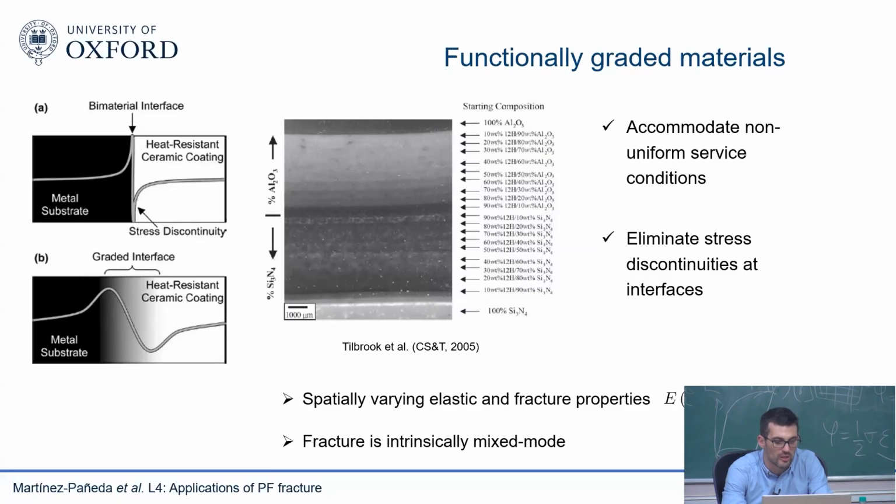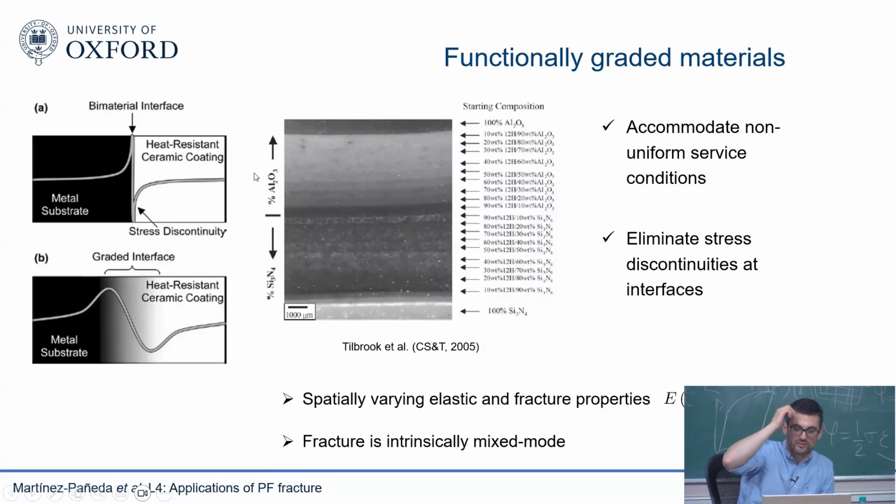The other approach is to eliminate the stress discontinuities at interfaces. So for example, you see here, you have a heat-resistant ceramic coating and a metal substrate. If you don't have any sort of graded interface, you have a stress discontinuity because you have two different materials. But if you introduce a graded interface, then you have a much smoother transition of stresses between one and the other. So these are basically the reasons why we want to use this kind of functionally graded materials, to accommodate non-uniform surface conditions or to eliminate stress discontinuities at interfaces.